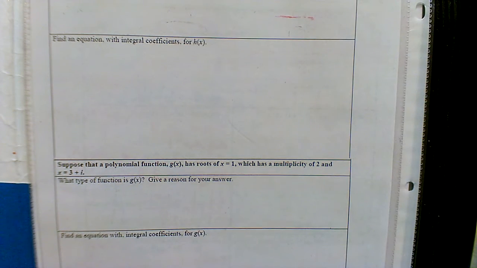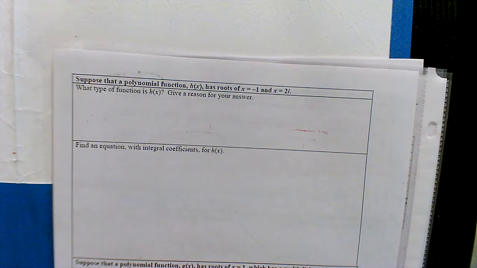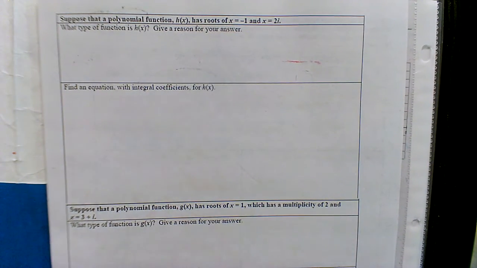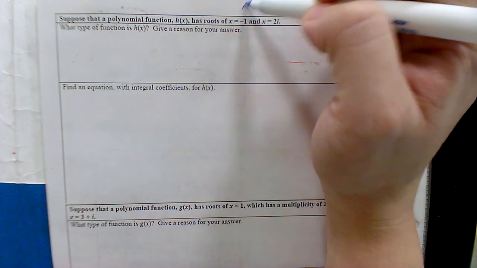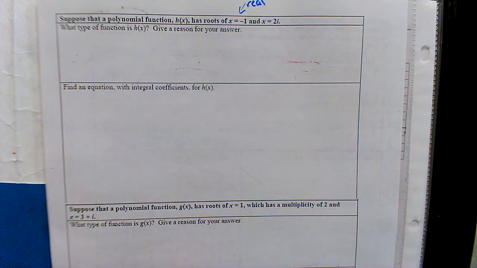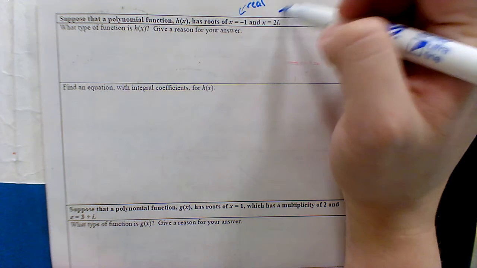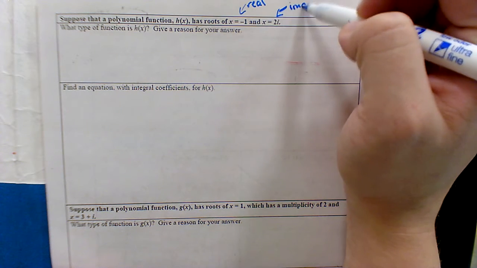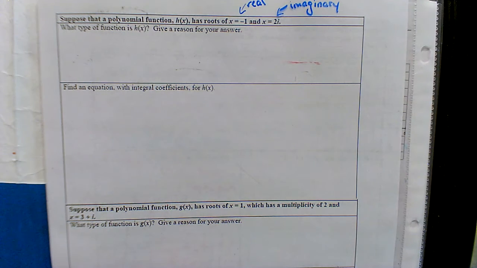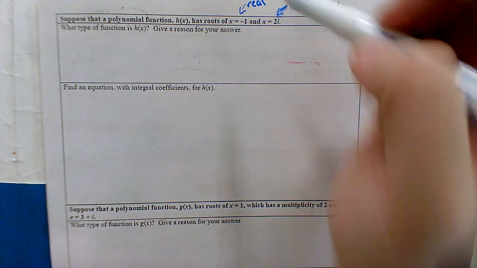What we're going to do is talk about how these imaginary x-intercepts or roots affect an equation, or how do they show up when we want to write an equation. So look at the top of the next page. We have, suppose a polynomial has roots at -1. Okay, so this is a real root. We can graph it, right? You can put a point at -1. But the other root they're giving us is imaginary. Do you see that i in there? We cannot graph that one.